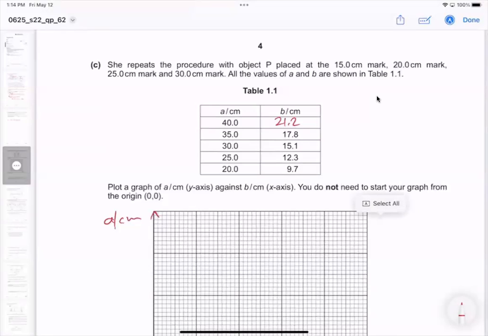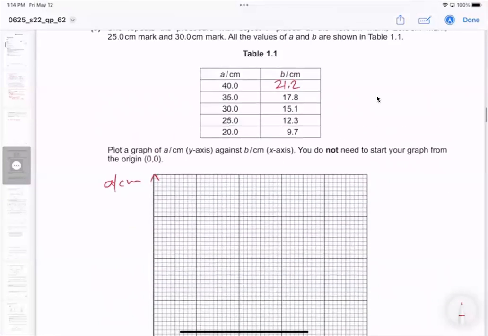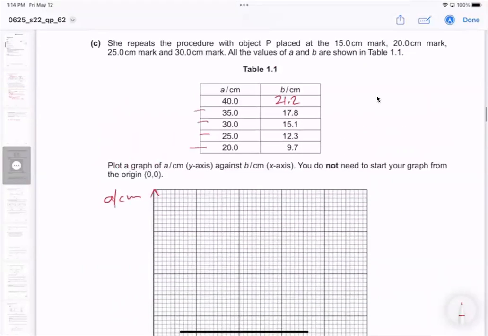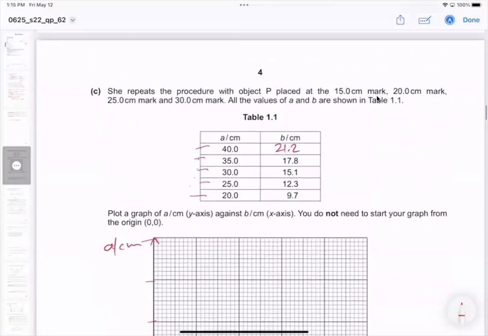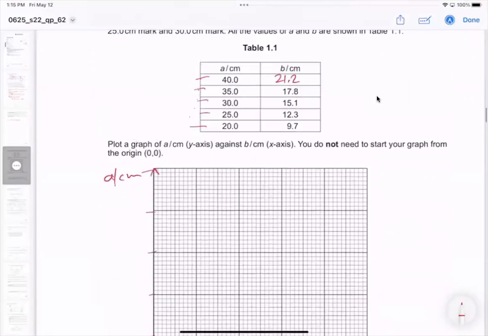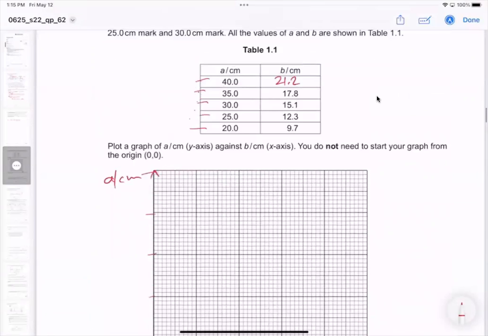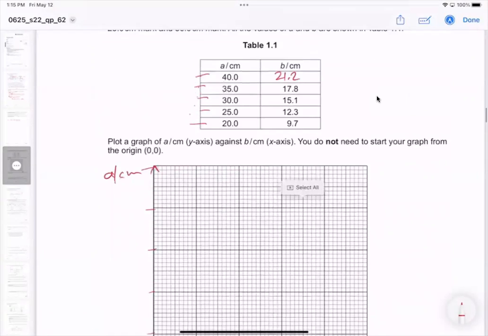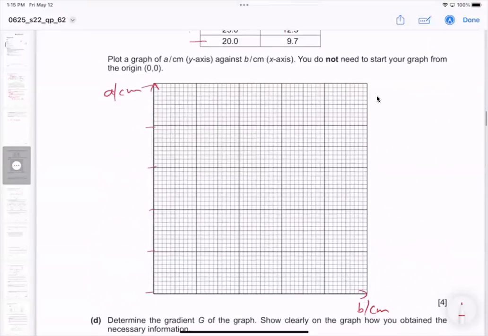One mark for this. You don't need to start your graph from the origin. It's okay. So here is the value 20, 25, 30, 35, 40. How many divisions? 1, 2, 3, 4, 5. And how many divisions do we have here? 6 lines, 5 divisions. We can start from 20, 25, 30, 35, 40. Maximum 40.